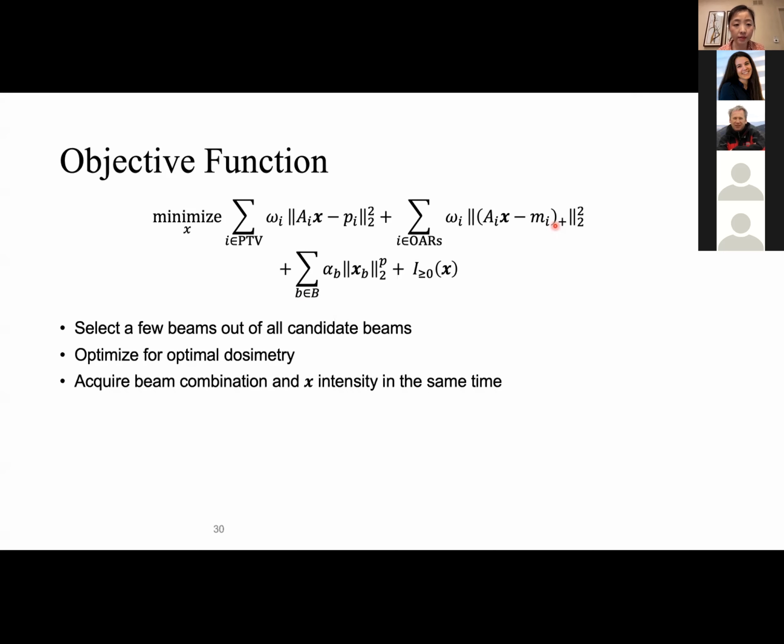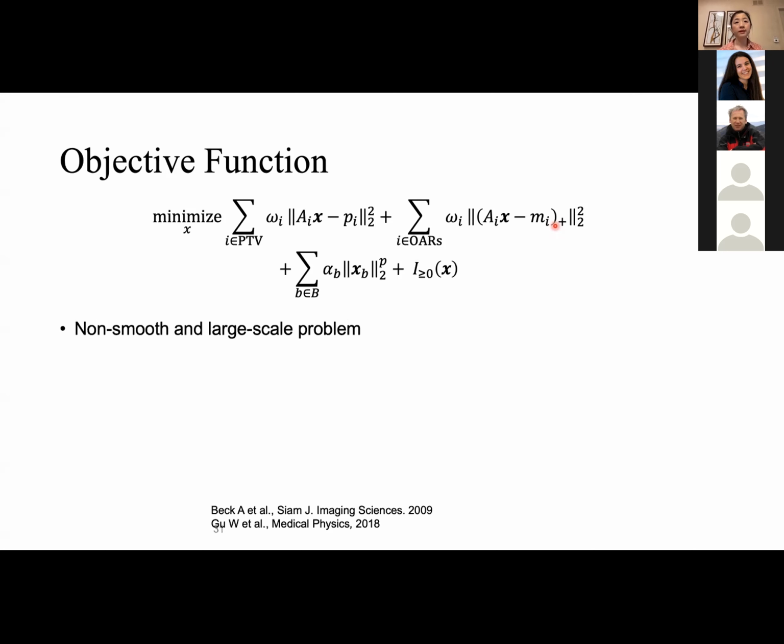Therefore, we formulate this group sparsity based BOO problem, which is used to optimize for optimal dosimetry and acquire beam composition and the intensity X at the same time. Remember that A and X include all the candidate beams. So that means this problem is a very large scale problem. And also because of the L2,P norm, the group sparsity is not smooth.